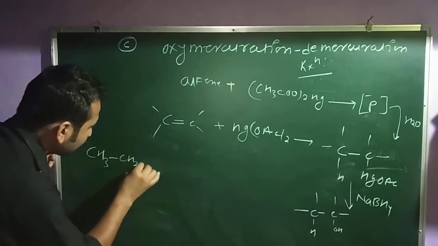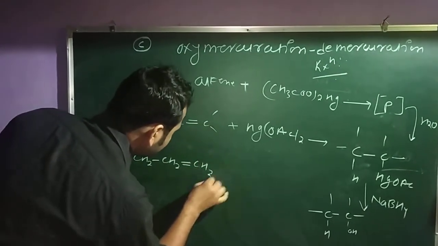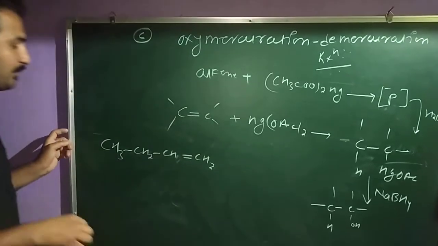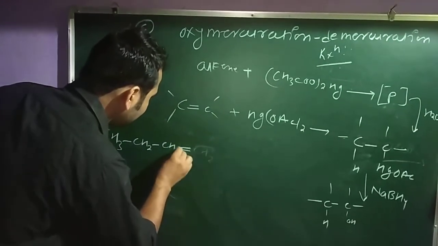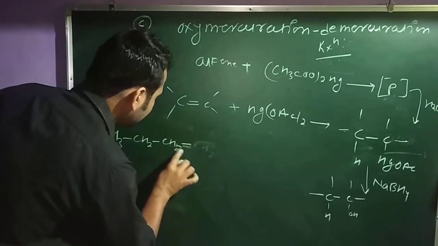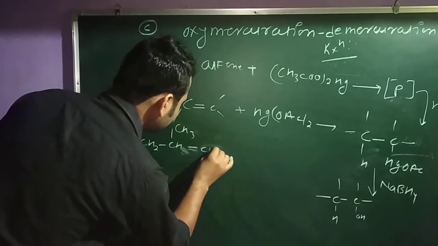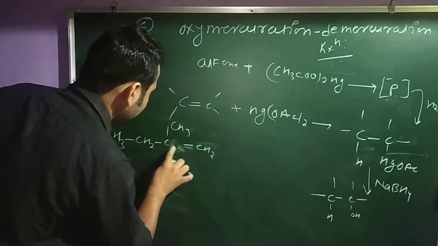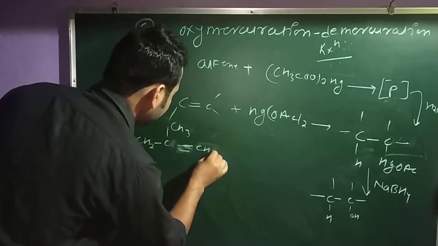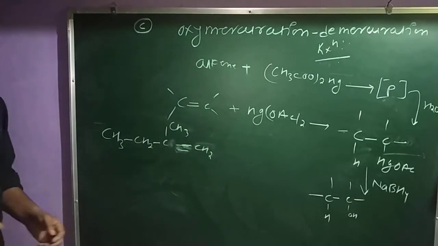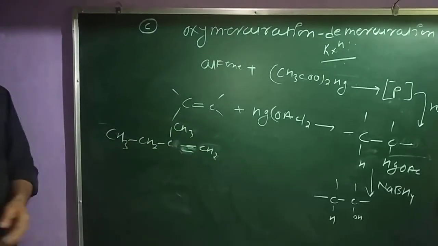CH3 CH2 double bond CH double bond CH2. Yeah, we'll change it here in this manner. This CH2, one CH3 is here and this one is CH2. This one is your reactant. Clear? CH3, CH2, one CH3 is here and this one is CH2.